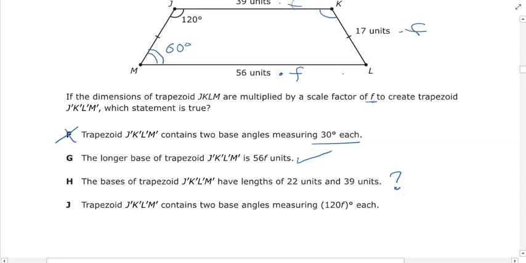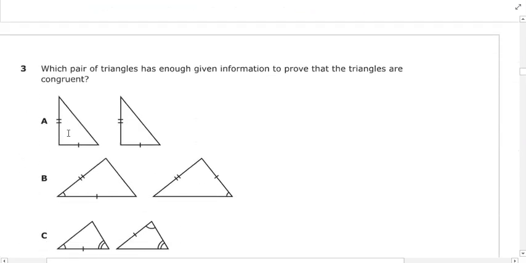Trapezoid J prime, K prime, L prime, M prime contains two base angles measuring 120 degrees. No, definitely not, because when you do this dilation, the angles don't change, so you're not going to multiply the angles by a scale factor. Definitely not this one. So this one, we don't know where the answer came from. Looks like it's definitely going to be answer choice G.